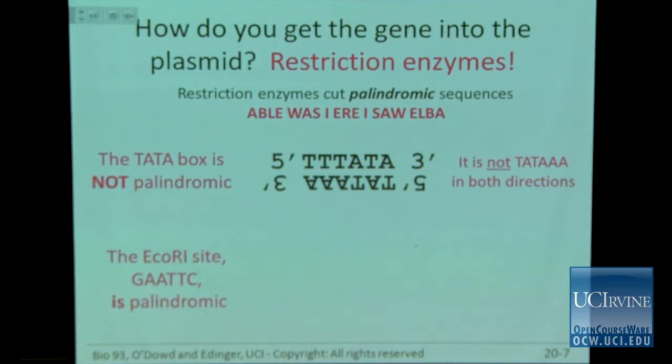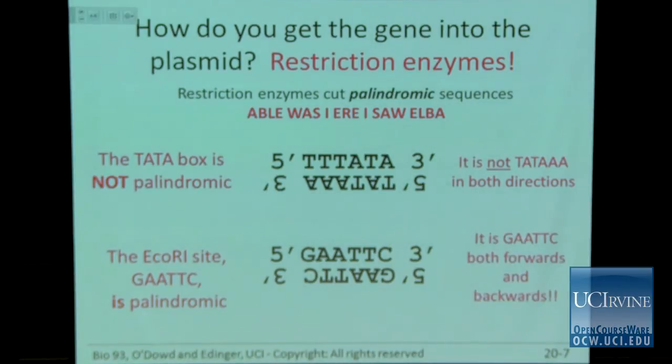Now, EcoR1 is a famous restriction enzyme, and its site is a palindrome, GAATTC. Now this site is double-stranded DNA, so this is one way to write it. You have GAATTC, and when you flip it around, you actually still end up with GAATTC. So it's palindromic. It reads the same in both directions. No matter which side of the DNA you're standing on, that restriction recognition site is going to look the same.